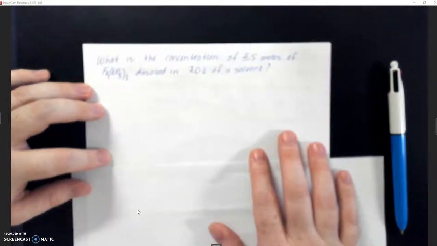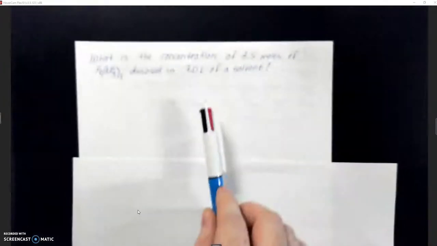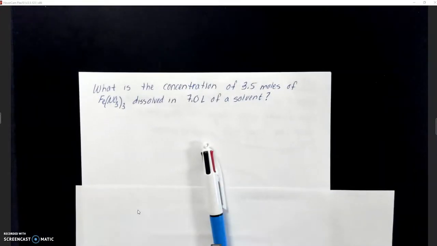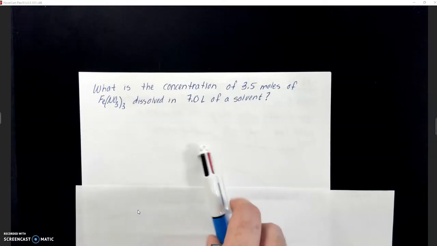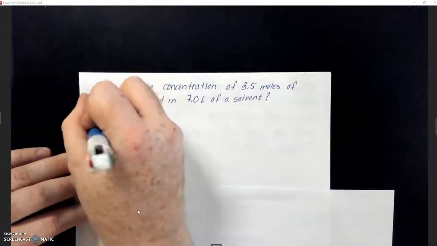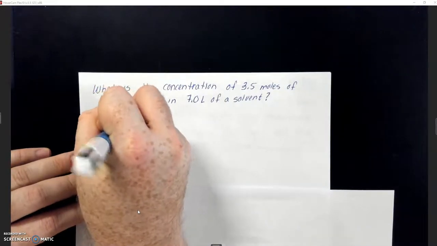What is the concentration of 3.5 moles of iron 3 nitrate dissolved in 7 liters of a solvent? How are we going to go about this? Well, it's asking us for what? It's asking us for the concentration. So we need concentration.